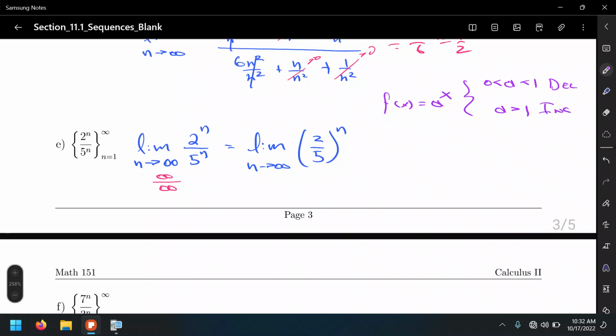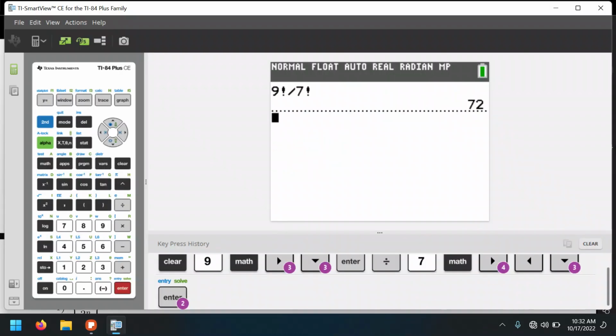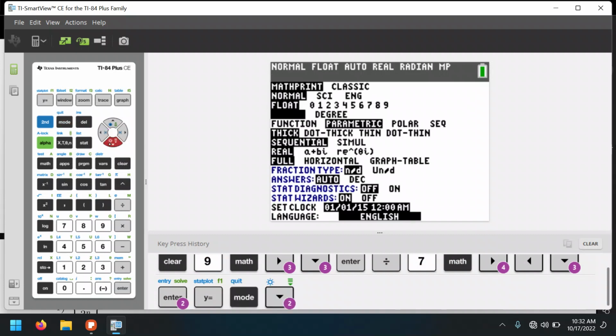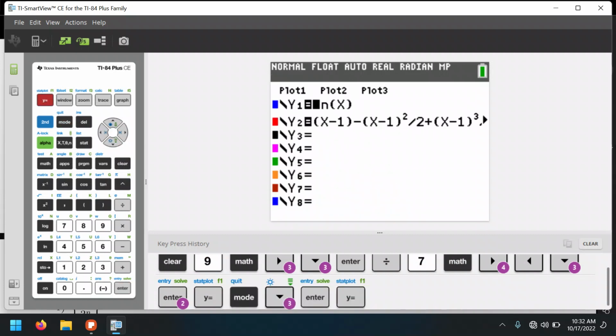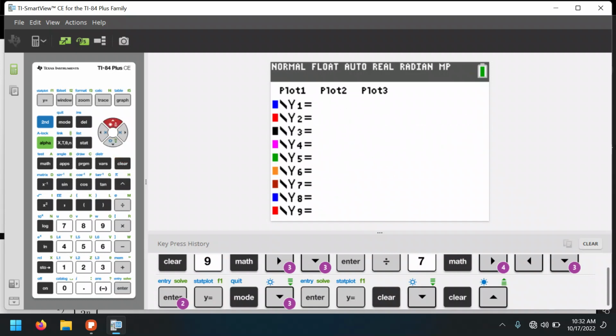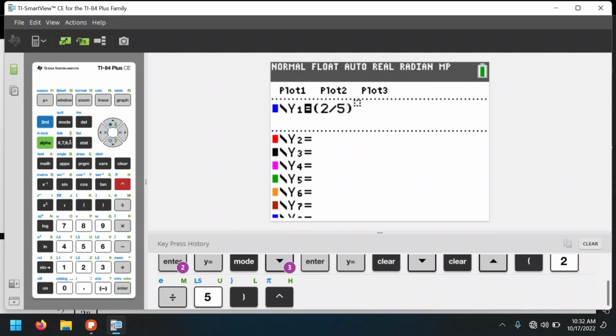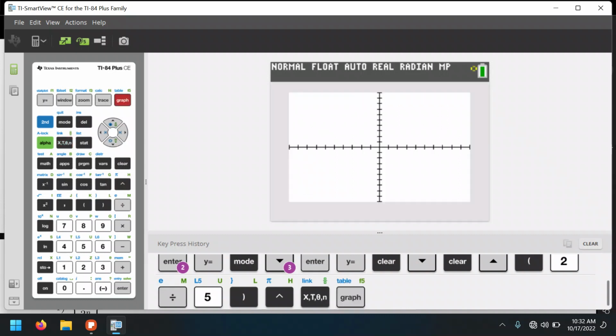So in this case, what's our a? We have 2 over 5. That number is between 0 and 1. So that has to be a decreasing function. How about we verify this using our graphing calculator? So we're going to go to mode, function, and that's open parentheses 2 over 5, raised to the x power. In this case x is a function, and graph.